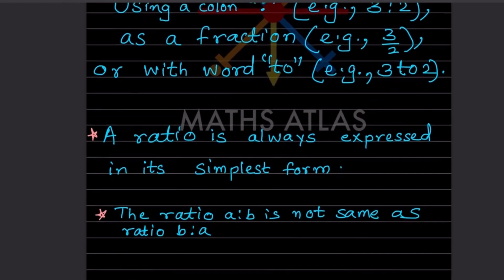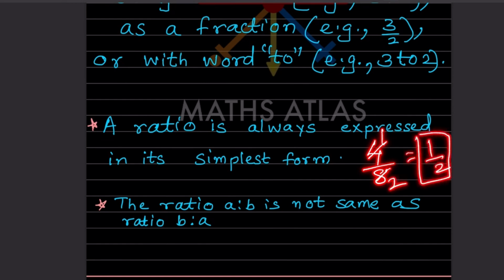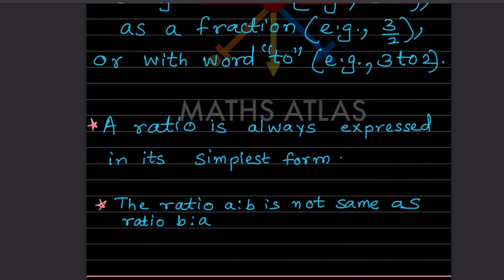Now, what is the next point? A ratio is always expressed in its simplest form. Suppose I write here 4 by 8. This is not simple, because 4 ones are 4, 4 twos are 8. So that is 1 by 2, and this is the simplest form. Hope you got it.